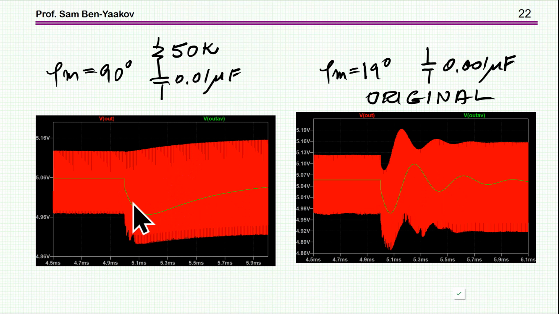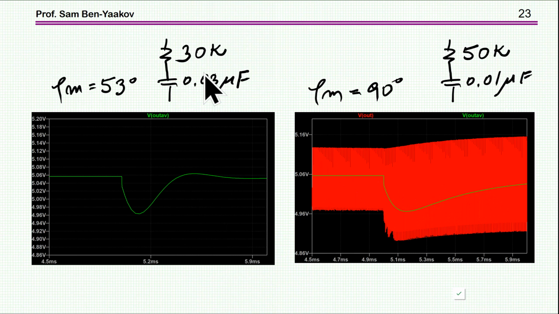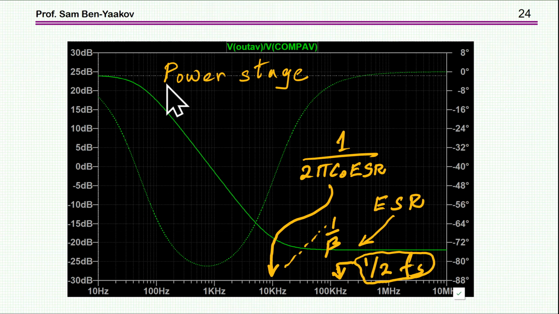So indeed, by changing the resistor to 30 kilo ohm rather than 50, I can change it to this response. There is a very slight overshoot here, which is okay, but you can definitely see that the recovery is much, much faster than it is here. So this will be a much better compensation situation. But there is another point here.